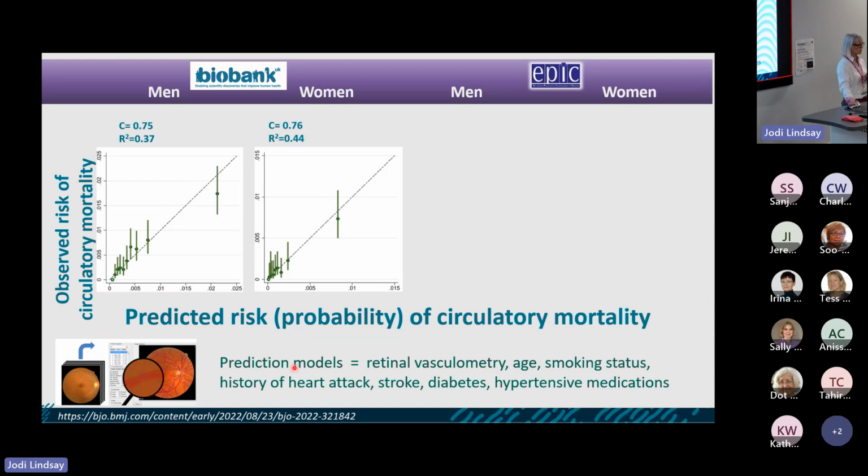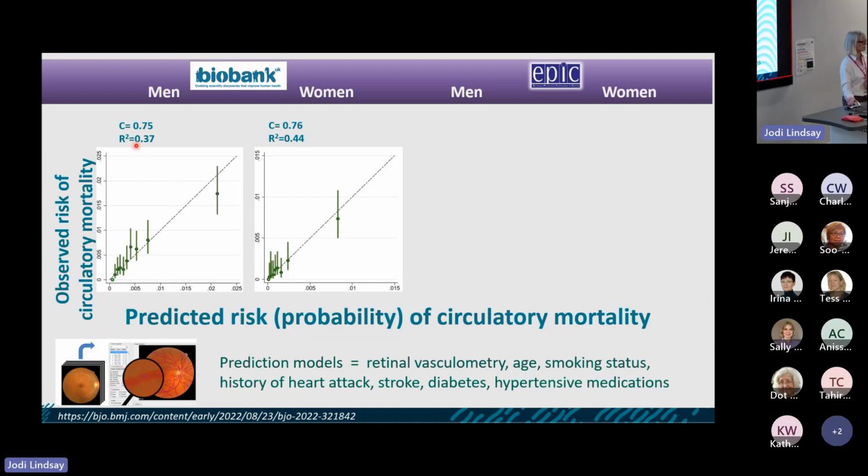And all the prediction model included was the retinal vasculometry measures, age, smoking status, ever had a heart attack or stroke, do you have diabetes, and are you on any blood pressure medication? So it's meant to be a risk algorithm that we could use for everybody, even if they've had an event already, because it stratifies them in terms of what their risk is today.